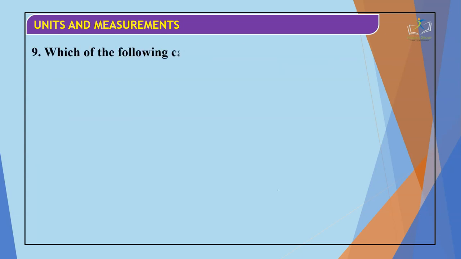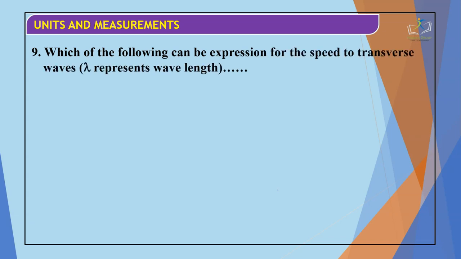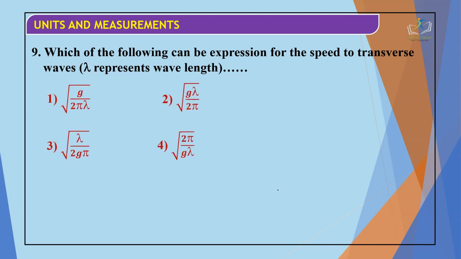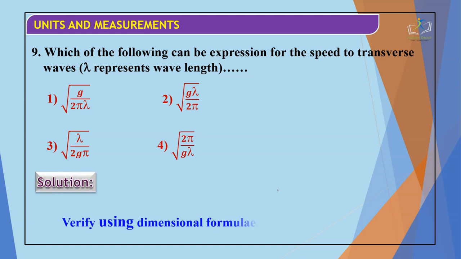Next question we have: which of the following can be expressed for the speed of a transverse wave? Lambda represents wavelength. So here we have these options. Let us see the solution of this question. Verifying using dimensional formula, which of the following can express speed of a transverse wave?